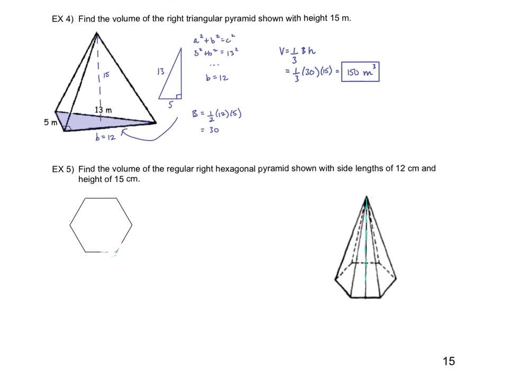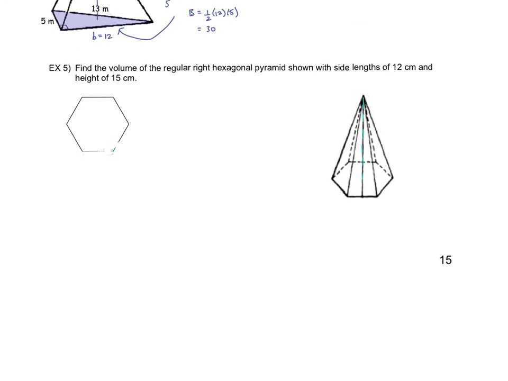Now, I will tell you, number 5, the last one, will probably be our toughest. And I actually do want you to try a little bit at it on your own. So keep in mind, it's asking for the volume of a regular right hexagonal pyramid. It's shown with side lengths of 12, so each of these side lengths is 12, so we can label that. And I added this vertical height here just to show you that the height is going to be 15 centimeters. So I'm going to go ahead and label that on there. So you have that as a visual.